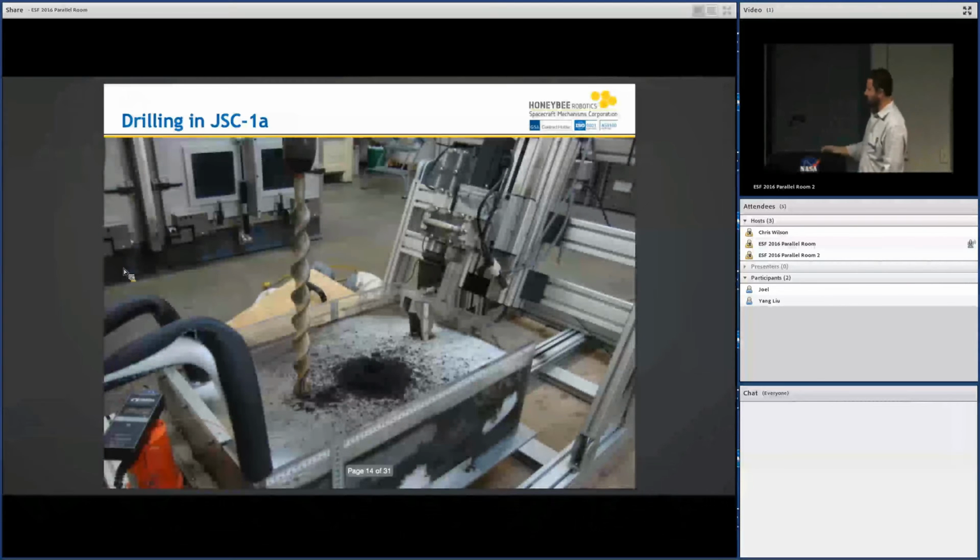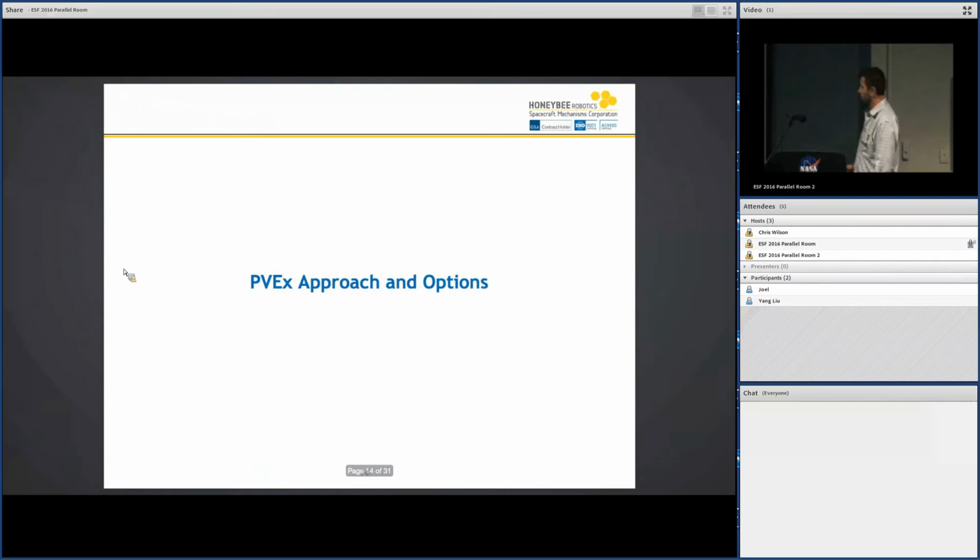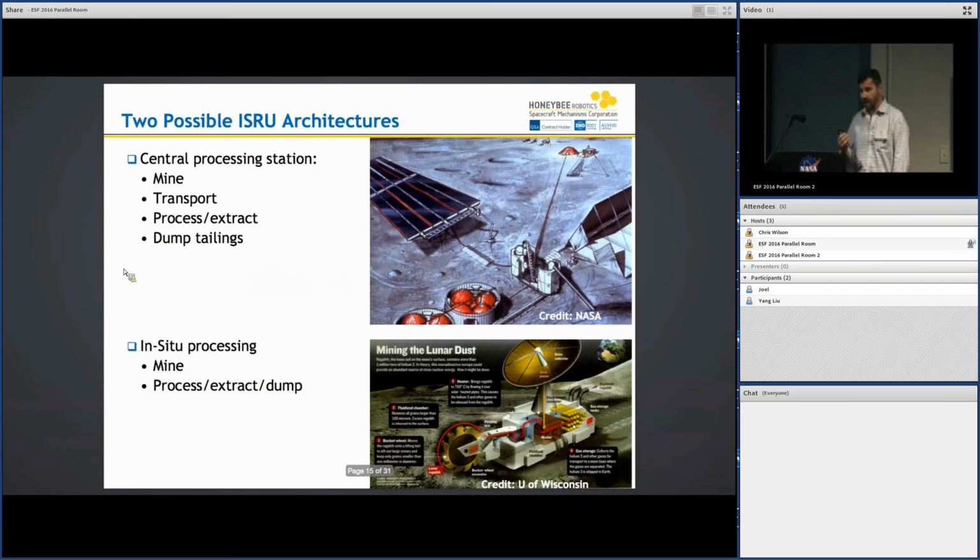JEC1A, this is the scoop with good stock. This is a drill, matters of seconds penetrated down. So we used our water extraction system and we built it around the drill. And there are a few approaches to mining water.